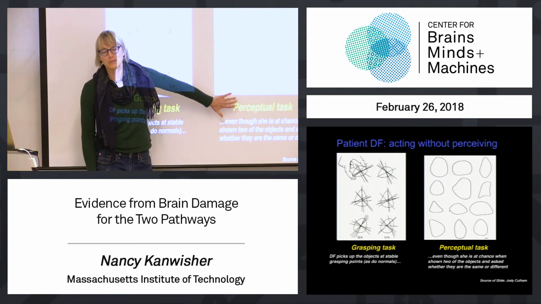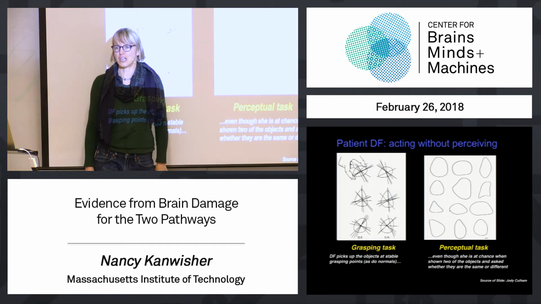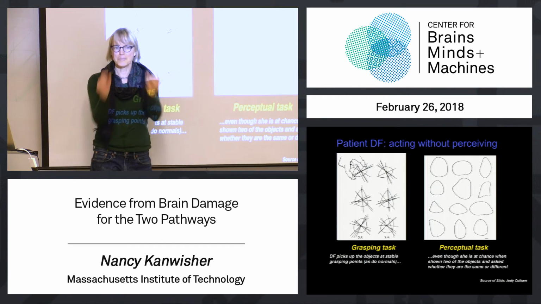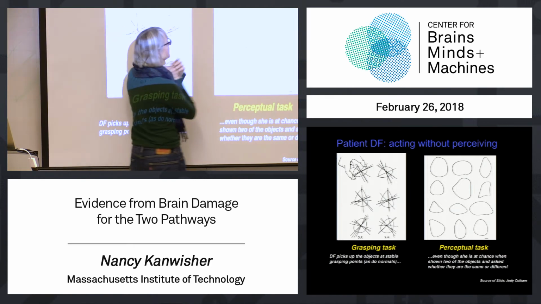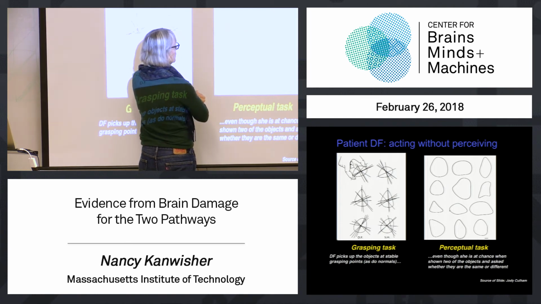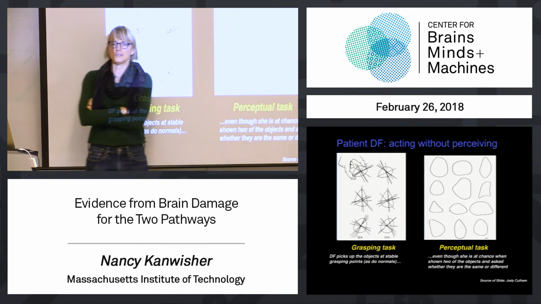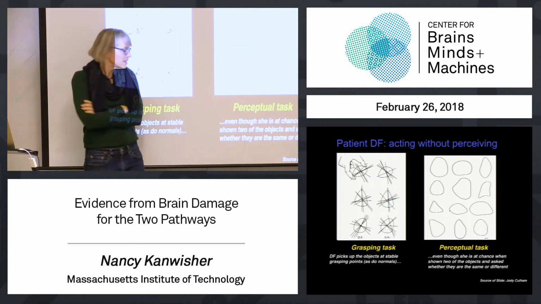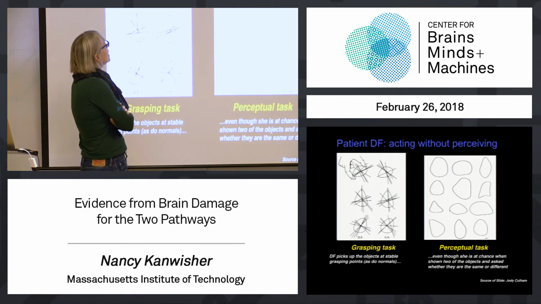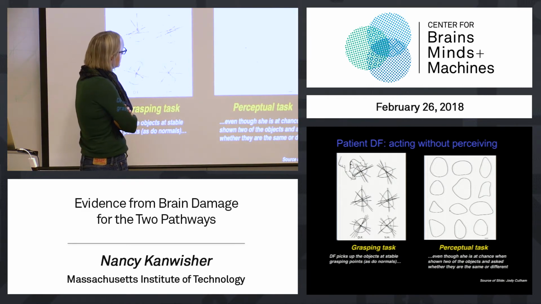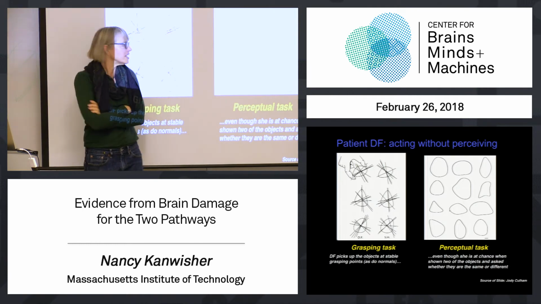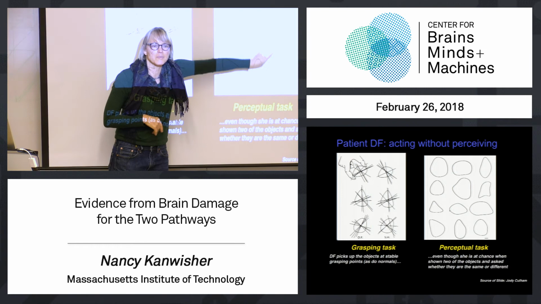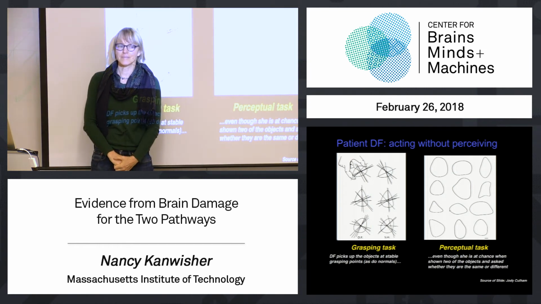Patient DF and control subjects are shown a bunch of 2D shapes like this. They're shown pairs of two of them and asked to say, are they same or different? You can see the shapes are pretty similar, but if I showed you those two, you would know they were different, or those two, you would know they were different. Piece of cake, right? DF is very, very bad at that. She's near chance. She can't tell you if those two shapes are same or different.